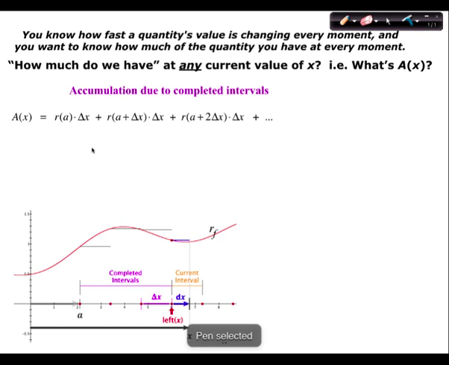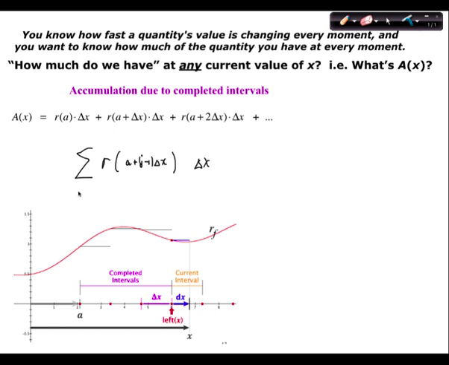Summation of, no, so this is now any x, right? Oh, okay. So it's going to be what? They're all rate times delta x, right? So rate at what? A plus j minus 1 delta x, right? And that rate times delta x. And then to get every completed interval, what do we need? Where are we going to start?